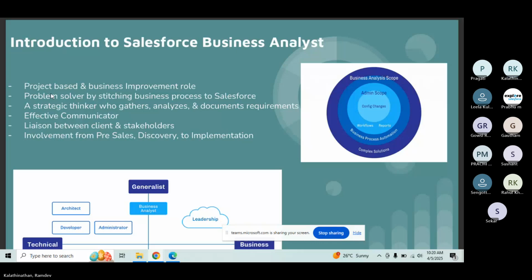Now, this documentation is a very, very important factor that's required for a BA, where I see a lot of gaps in the industry today. Even a person who has been working for, let's say, 10 years, I still see gaps in documentation. So whatever you speak to the client should be documented.